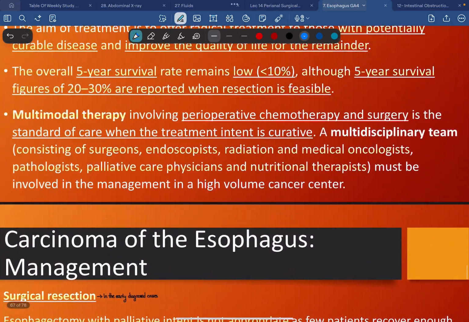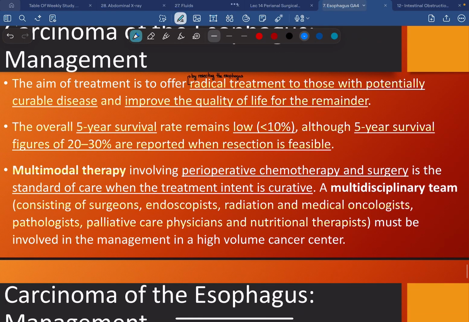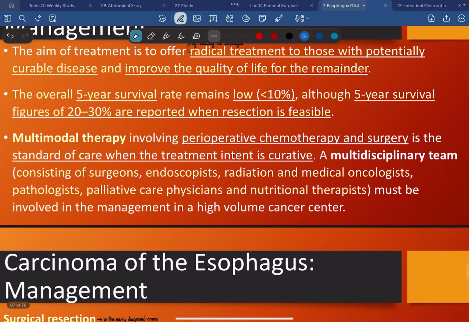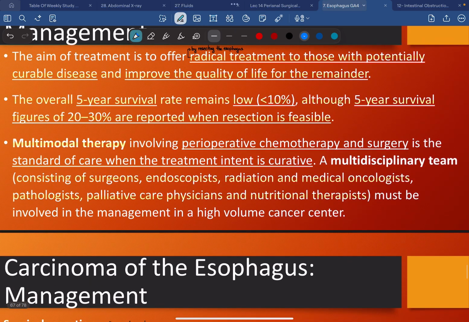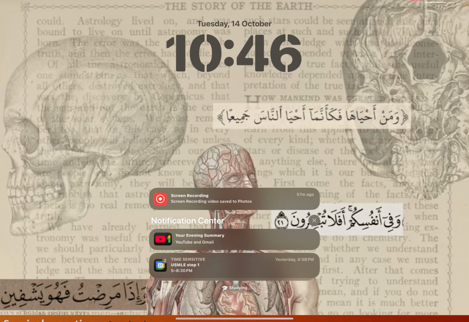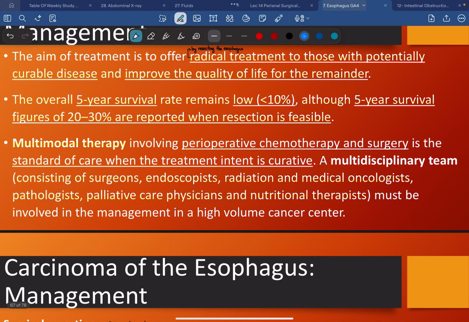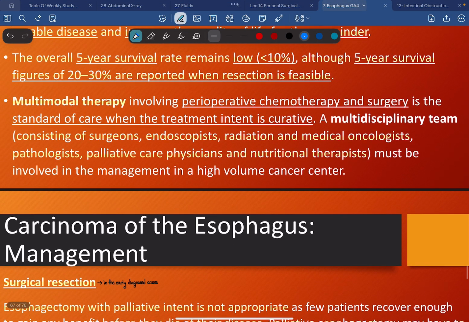Management: the radical treatment is the esophagectomy, the surgery. But unfortunately, as I said before, most of the cases are presenting late. The overall 5-year survival is less than 10%, although some studies show a better rate when the patients present earlier and they are managed in high volume centers.